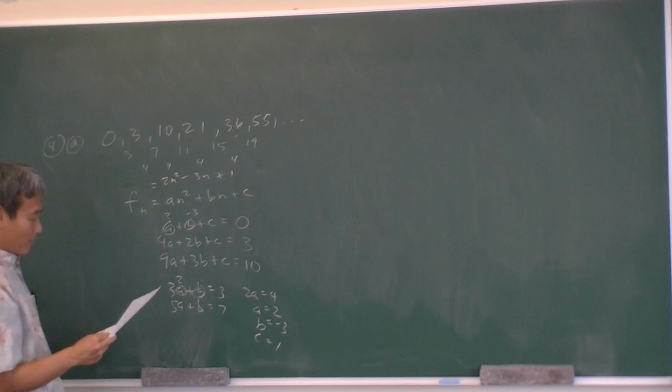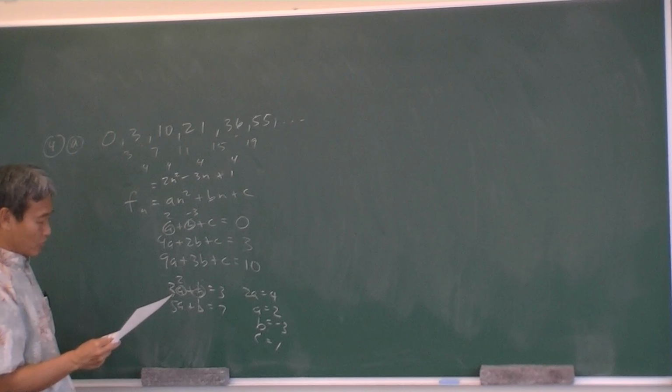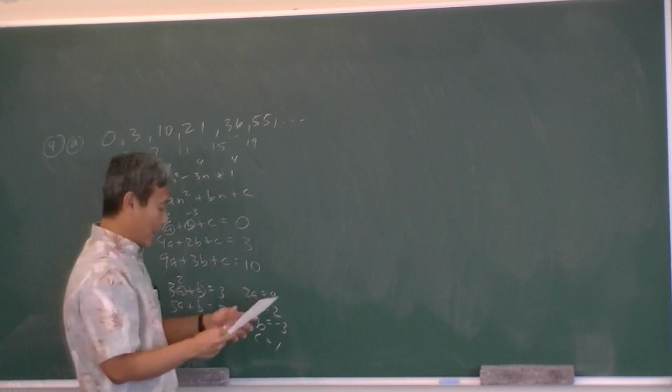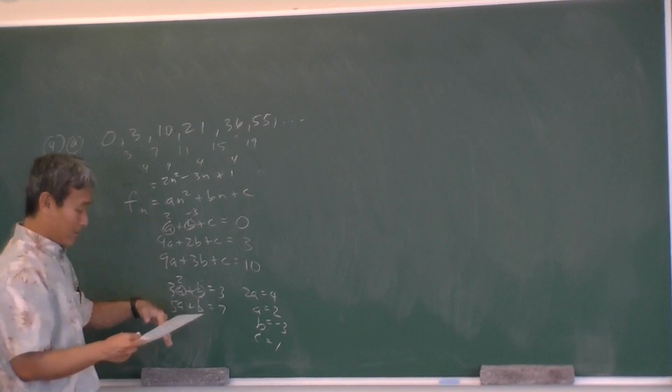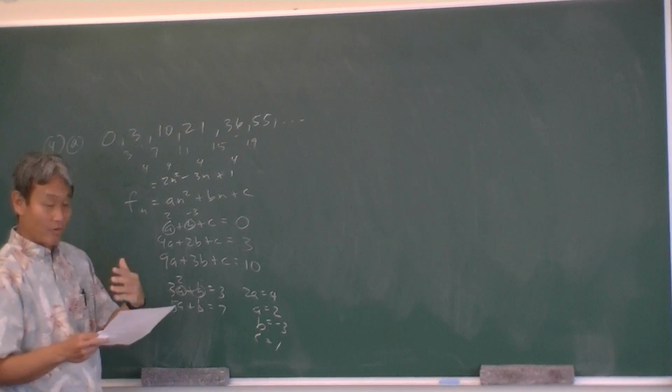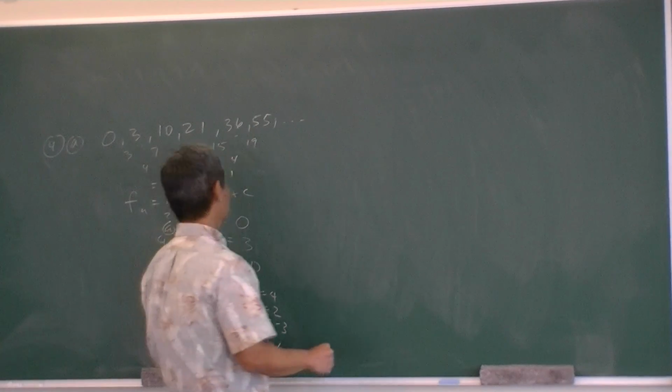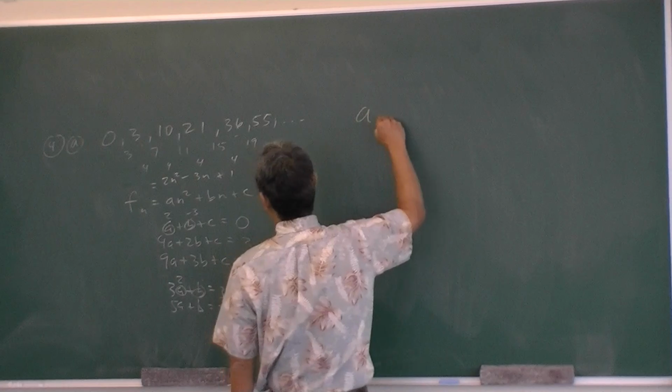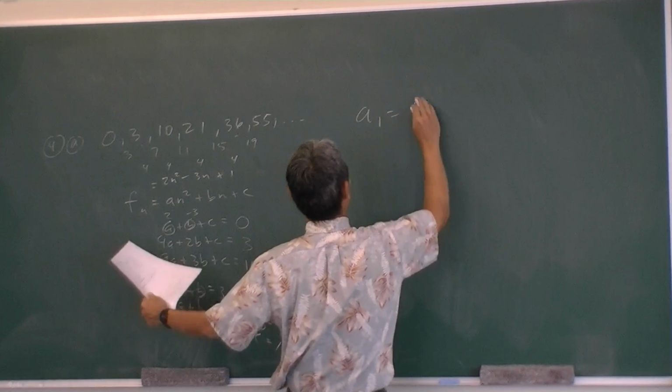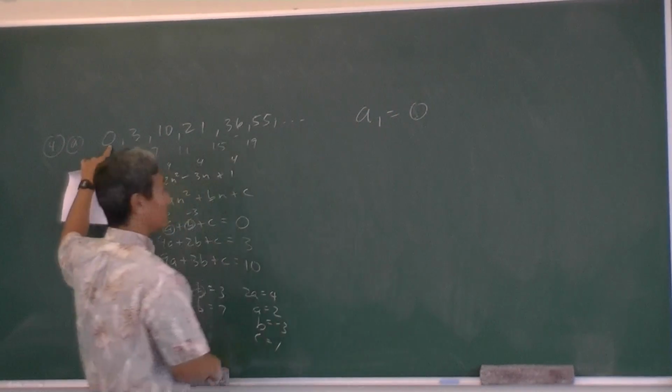Okay, we got time for one more problem. I think we should do, yeah, why don't we do 4? Now you have to write, this is the explicit formula. Now you have to write the recursive formula. Now, when you do this, this is what you do. A1 equals 0. Right? Isn't the first term 0?